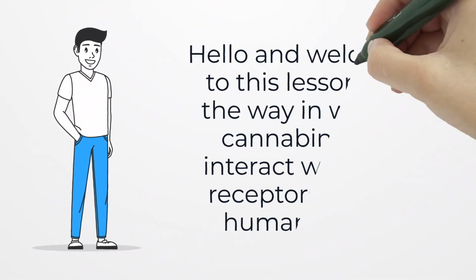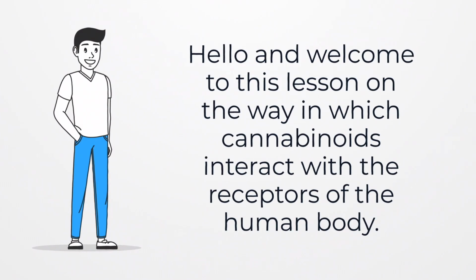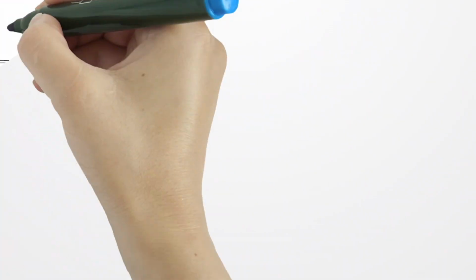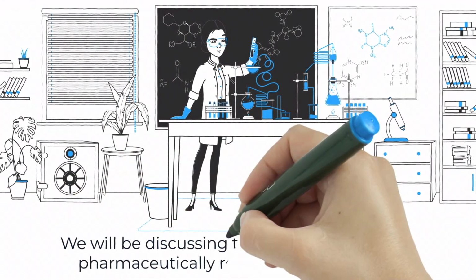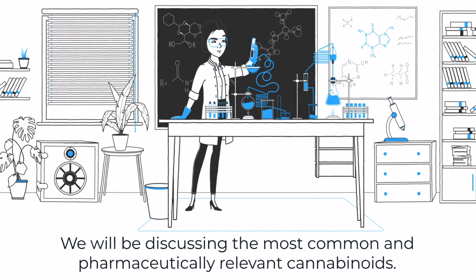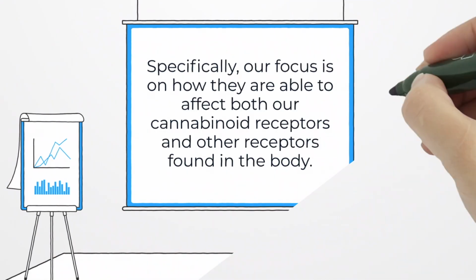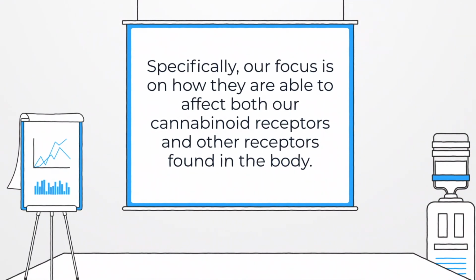Hello, and welcome to this lesson on the way in which cannabinoids interact with the receptors of the human body. We will be discussing the most common and pharmaceutically relevant cannabinoids. Specifically, our focus is on how they are able to affect both our cannabinoid receptors and other receptors found in the body.